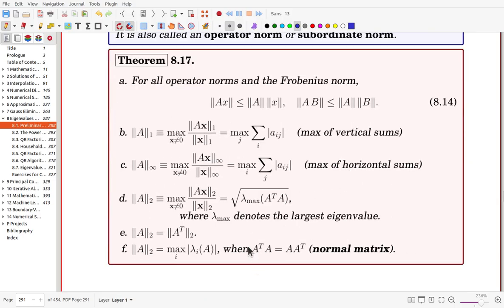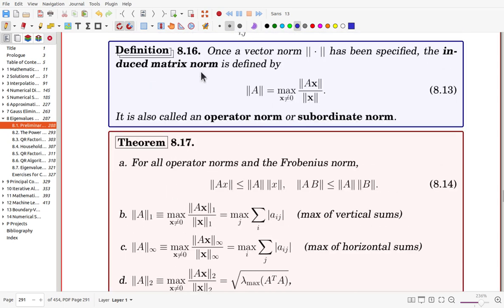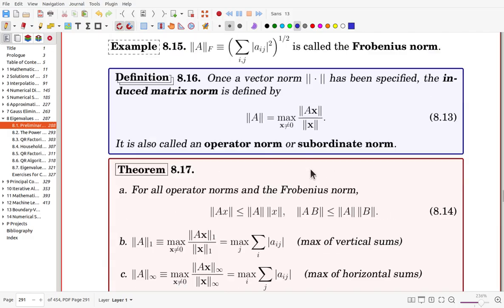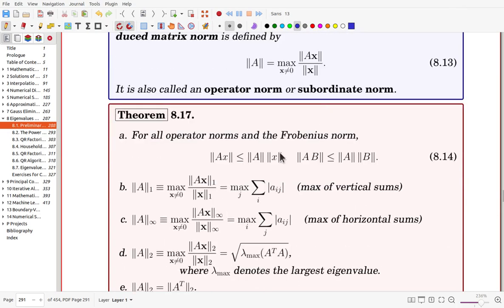Here we have a theorem showing properties for all operator norms defined in this definition, and the Frobenius norm. For all the norms, these inequalities are satisfied, quite simple, like the Cauchy-Schwarz inequality.